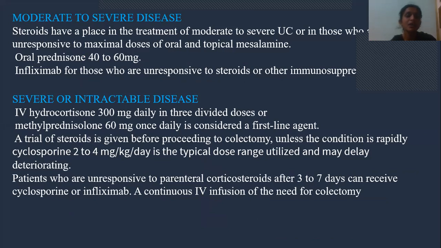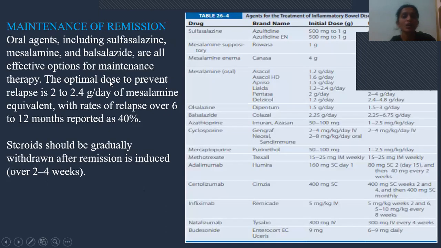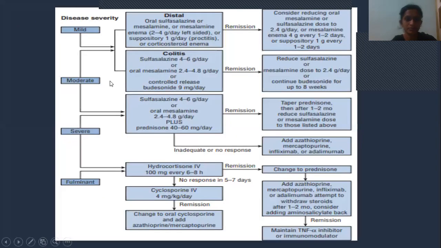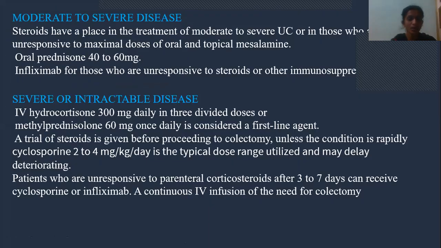And then infliximab for those who are unresponsive to steroids. If these patients are not responding even to steroids, then we'll go for infliximab or other immunosuppressive agents. Even after using oral mesalamines along with steroids, if there is no response, we can use infliximab instead of steroids, or other immunosuppressive agents; either of these can be given.